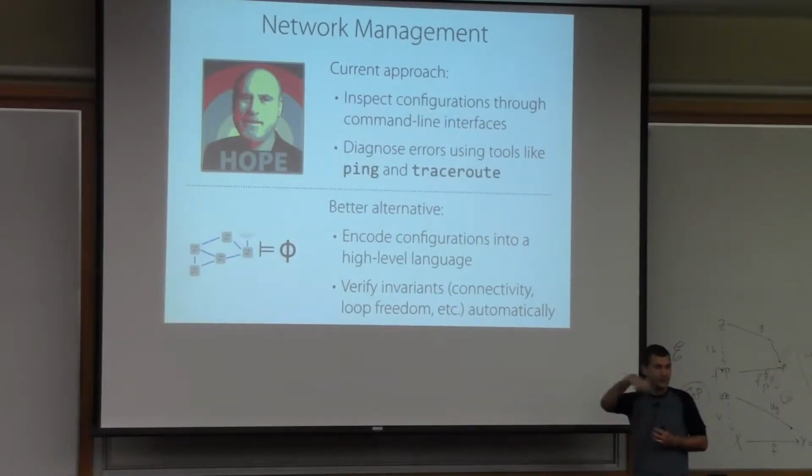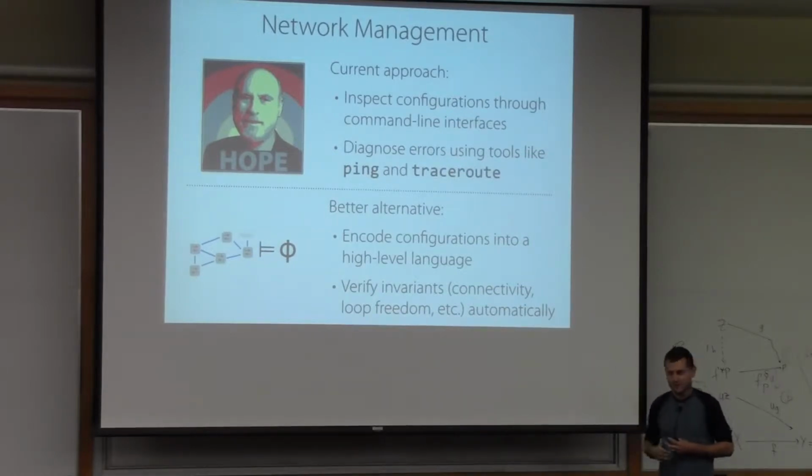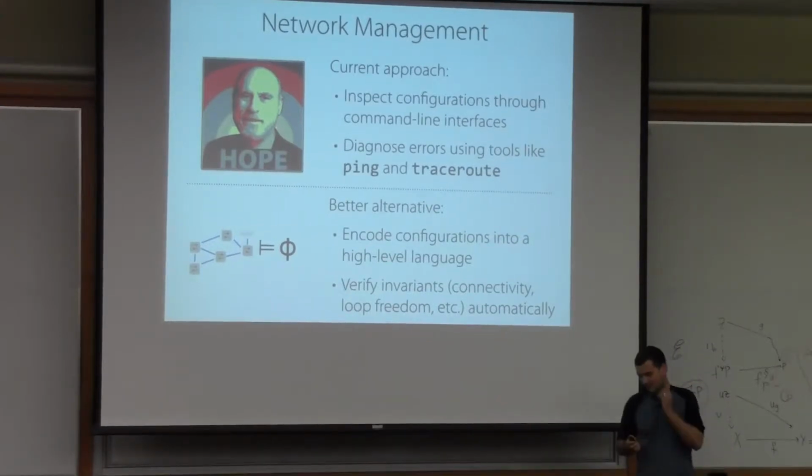If you have a forwarding loop, that's a really bad thing in a network because it means that packets are cycling around and around and around, at least until their time to live counter goes to 0, but consuming bandwidth and using resources, and they can cause other legitimate traffic to be dropped. So we'd like to build tools that can check these automatically.